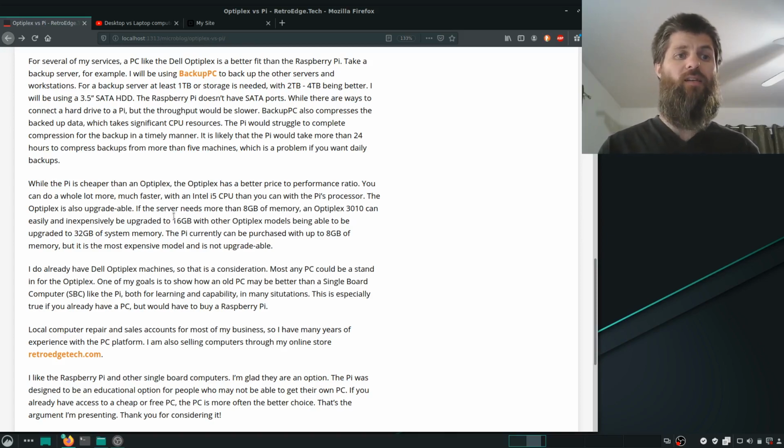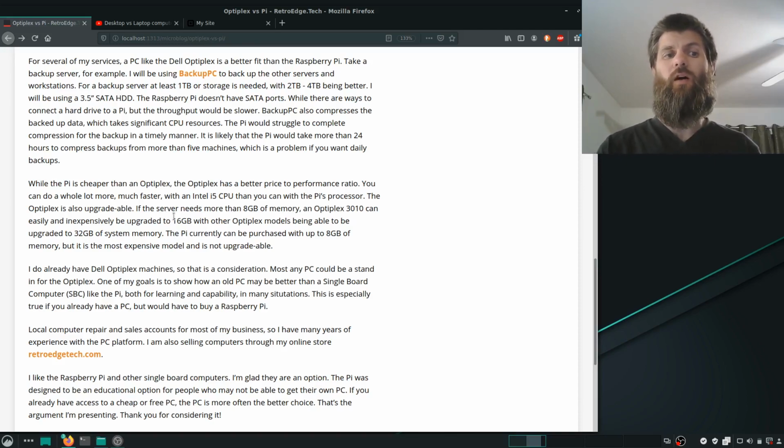I will be using a 3.5-inch SATA hard drive. The Raspberry Pi doesn't have SATA ports. And while there are ways to connect a hard drive to a Pi, the output through the Pi with USB is going to be a lot slower, and also the processing speed and throughput through all that is going to be slower. The backup server software that I'm going to be using also compresses the backed up data, which takes significant CPU resources.